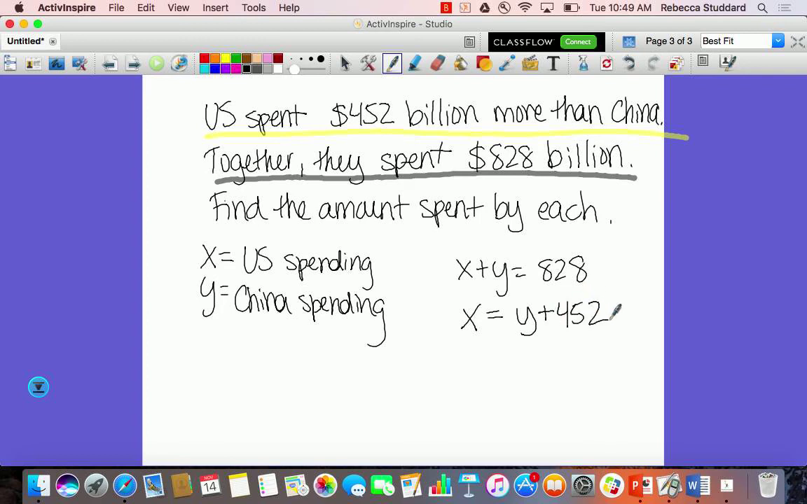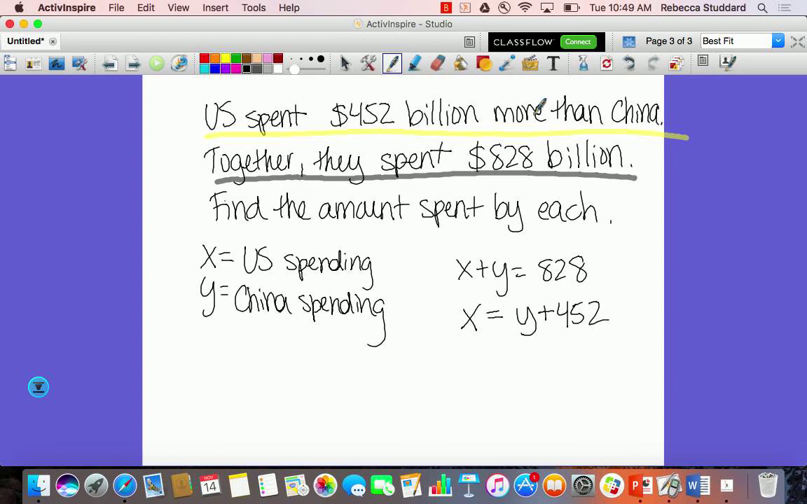Y plus 452. No, the U.S. spending is equal to the Chinese spending plus 452 billion. And if you have a question like that, if it starts to get confusing in your head, read it out, substituting the words for the variables. Okay? So, for the first one, U.S. spending plus Chinese spending is $828 billion. Together, they spent $828 billion. The U.S. spending is equal to the Chinese spending plus 452. U.S. spent 452 more than China.